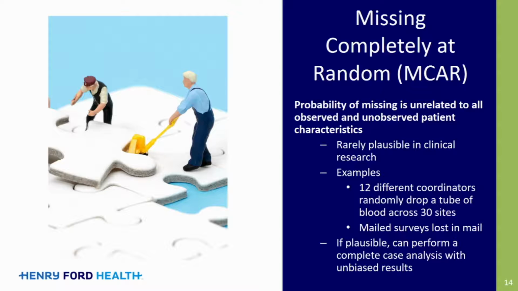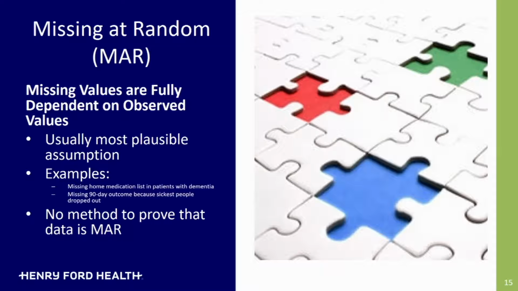The beauty of missing completely at random is if it's present, you can analyze the data set that has complete data without having bias. However, it's rarely plausible in clinical studies that things are missing completely at random. So often we can't use this to analyze our data. We can't assume that our data is missing completely at random.